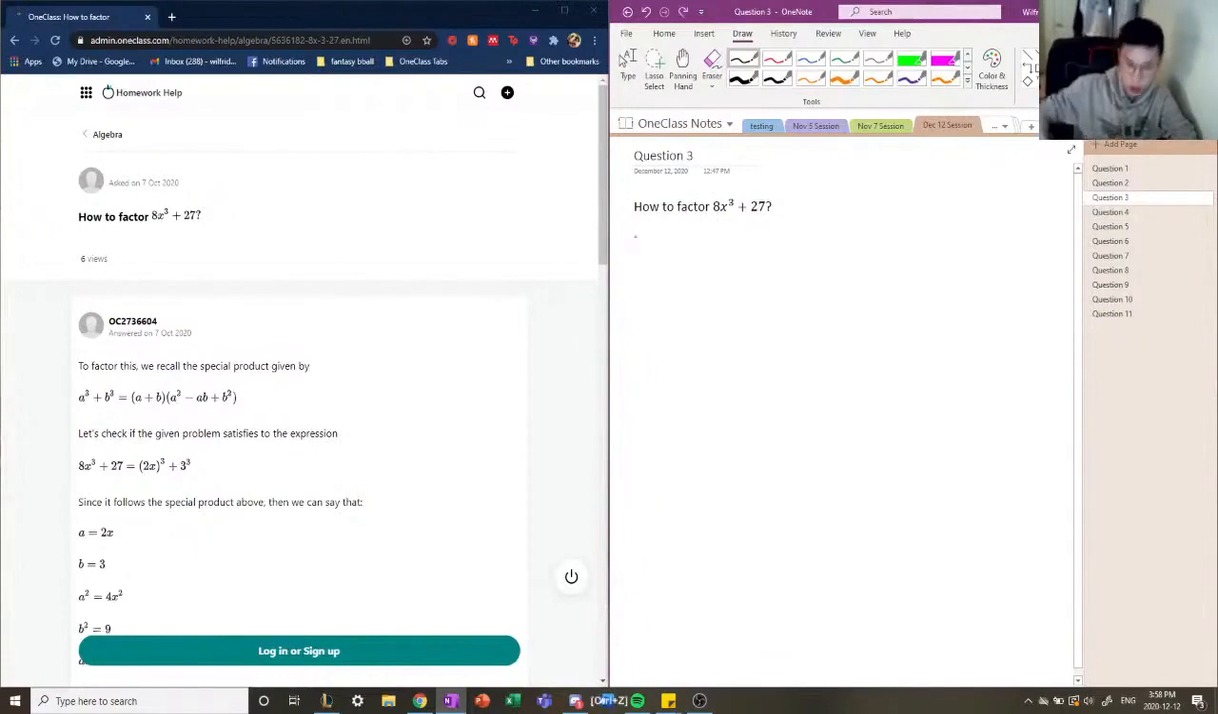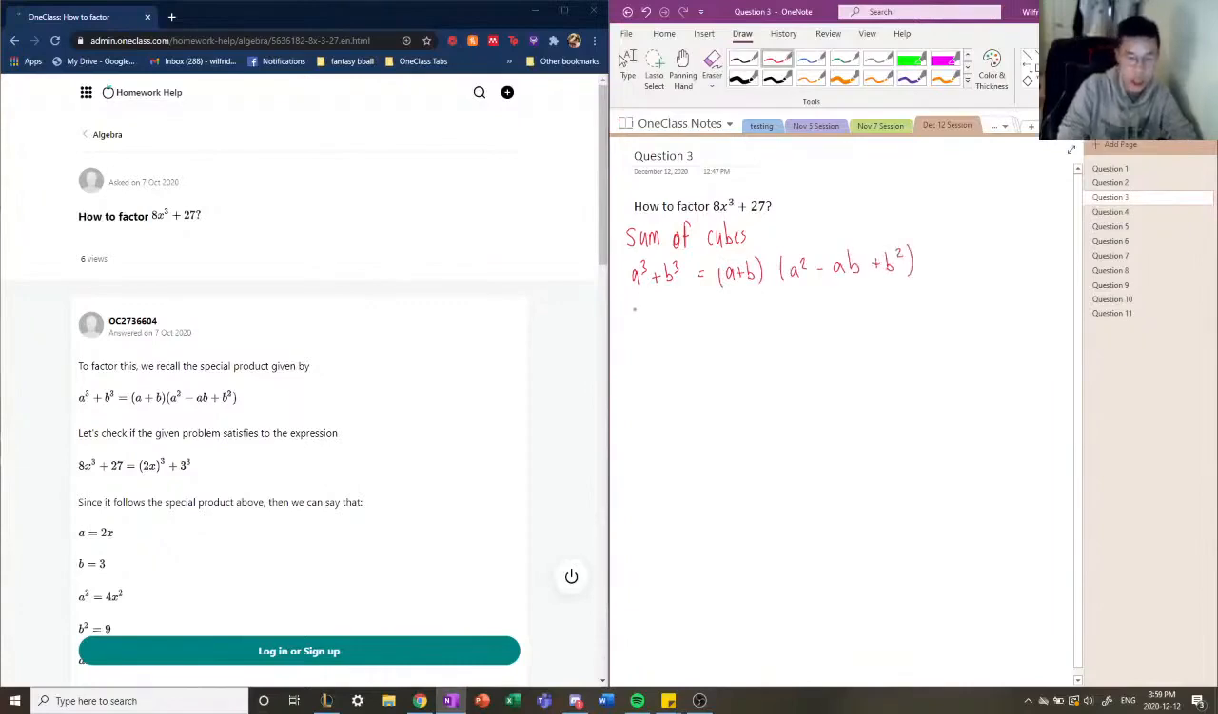So let me just pick another one. So I'm going to write sum of cubes. Okay, so the first one is a cubed plus b cubed. And the factors for this is going to be a plus b times a squared minus ab plus b squared.